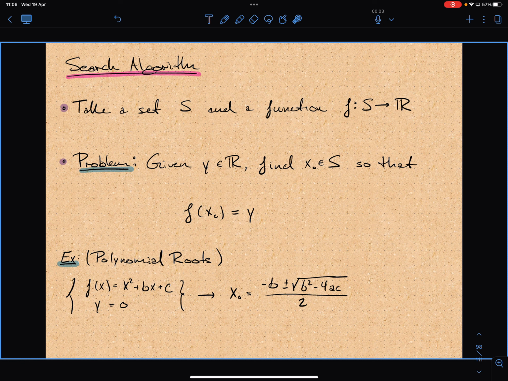And in some cases, you have so much structure that you don't really need to guess. You can invert the function. One specific example is roots of a polynomial. For instance, my function can be a quadratic, x squared plus bx plus c, and y, the value that I want the function to take, equals 0. Then in this case, we know that we have two solutions, and this is going to be the solution to the problem.